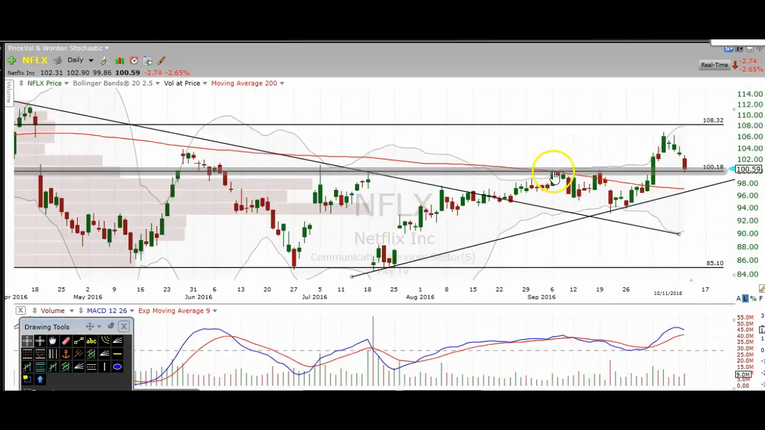And then here's a support level right here that we bounced off of, right about $100. You can see that it was resistance right here, right there, here, and then we broke over it right here. So we're retesting it right now. We also have the 200-day moving average, which is right here below that, as well as the uptrend line. So anywhere within this area is an area that, if you're bullish on Netflix, you want to see hold.